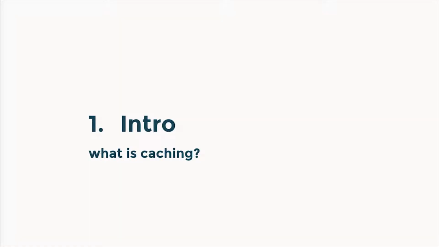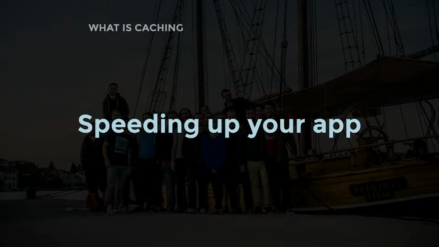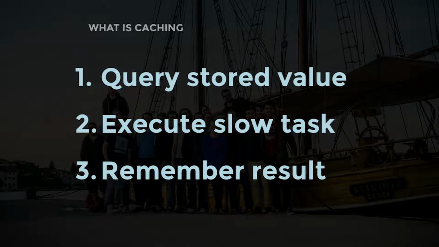So the introduction, what is caching? Some of you may not know what caching is if you don't have high loads, if you have never come across a situation where you have to use it. Basically, caching is speeding up your application by shortcutting slow-running things, slow-running executions. It's based on 3 steps. You query if the storage has a value. If not, you are going to execute the slow-running task, and then you are going to remember the result for the next time.